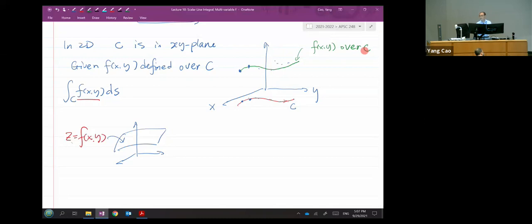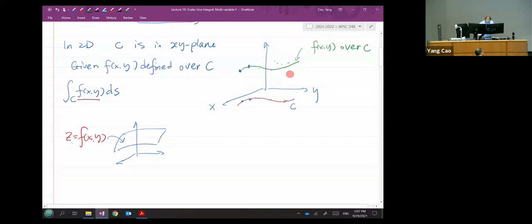Good. So how is that going to help us? When you think about it, you're integrating this function over C. Basically, you're integrating this green curve over this curve C, right? Because you're restricted to the curve C, even though this function is a surface.